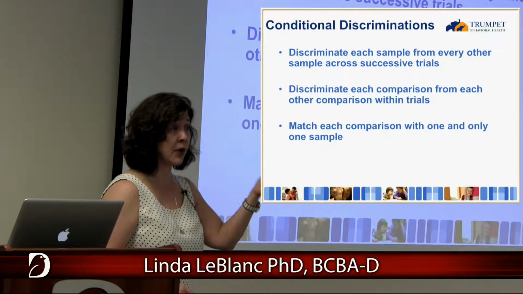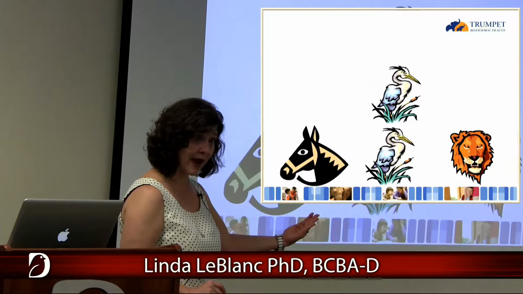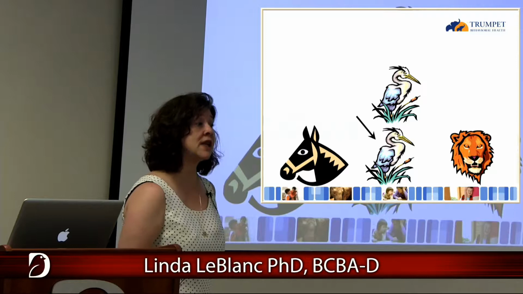So here's what it might look like. Here is my sample. Here are my comparisons. That's the right one. On the next trial, they have to discriminate that the sample varies on trials. Now the sample is a different one. This and only this is the correct one.